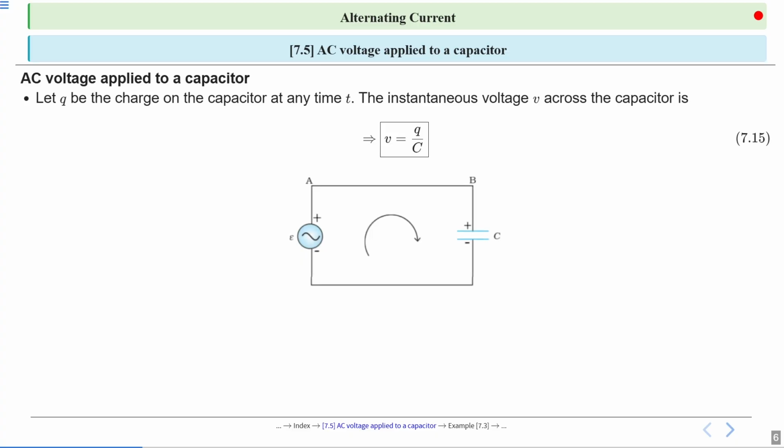Now at any instant you can see the current is flowing in the clockwise direction. So this plate of the capacitor will be positive and this will be negative.